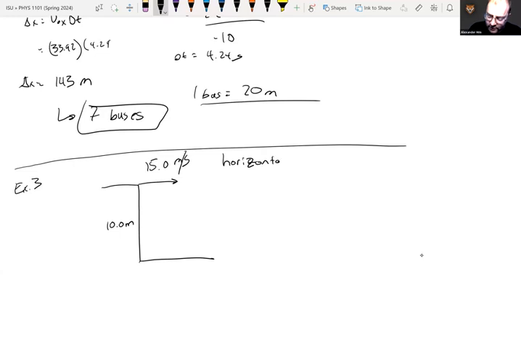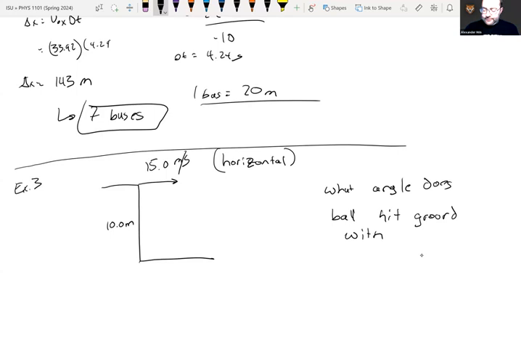Now, there is a problem in the previous lecture where we go through something similar. But one thing that wasn't asked is, what angle does the ball hit the ground with? And I want to go over how we're going to need to do this. All right.